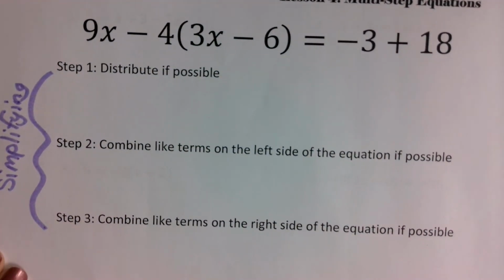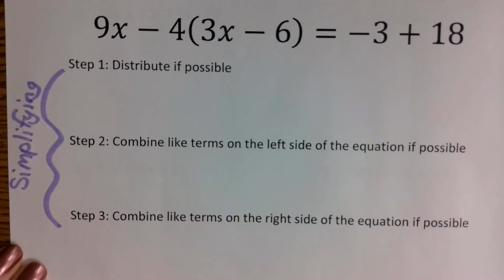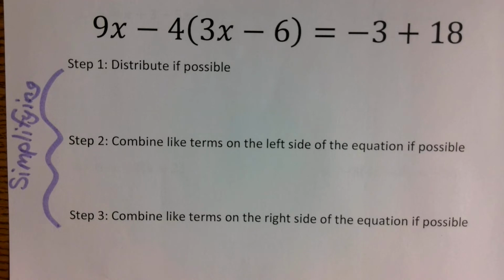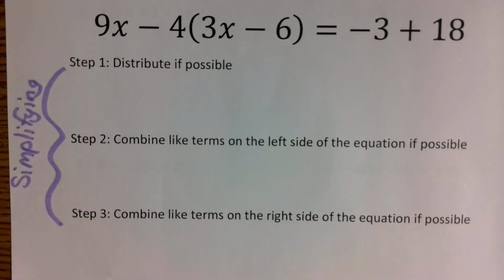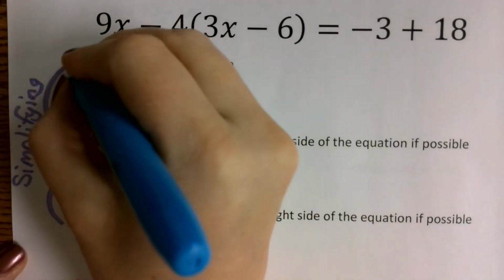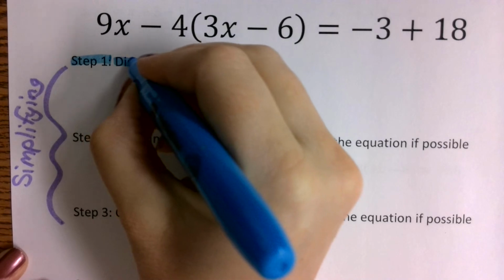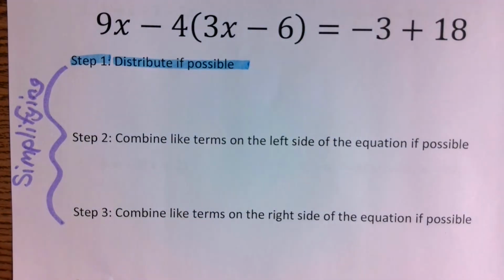These first 3 steps that we've got here is basically us simplifying expressions down. And then step 4 and 5 is you actively solving. Step 4 and 5 is where you're solving. Steps 1, 2, and 3 is where you're simplifying your expressions. So for the very first step, step 1, you need to distribute if possible.